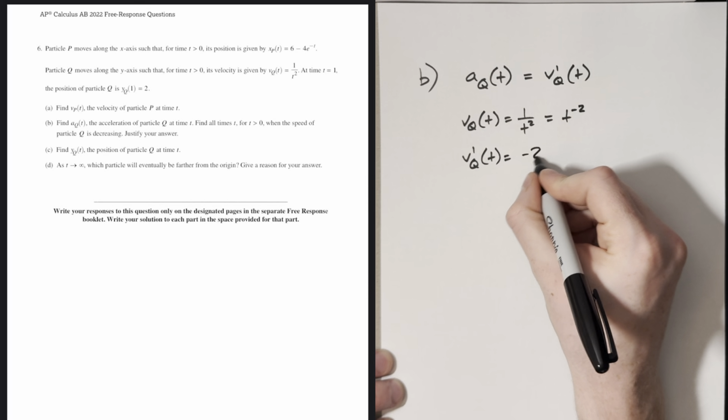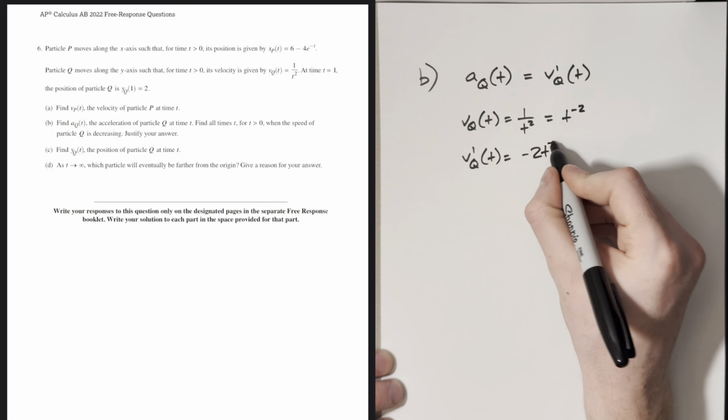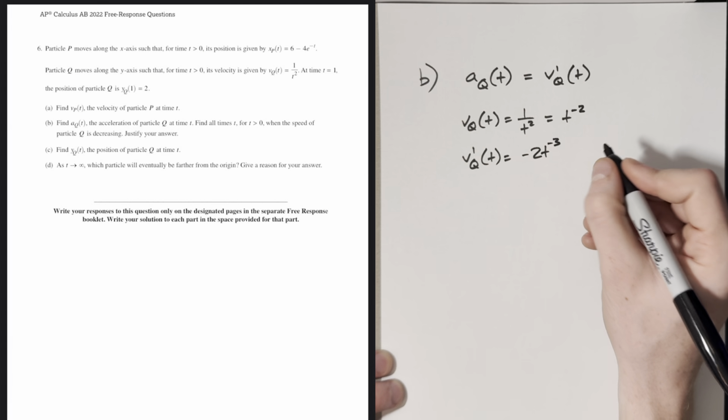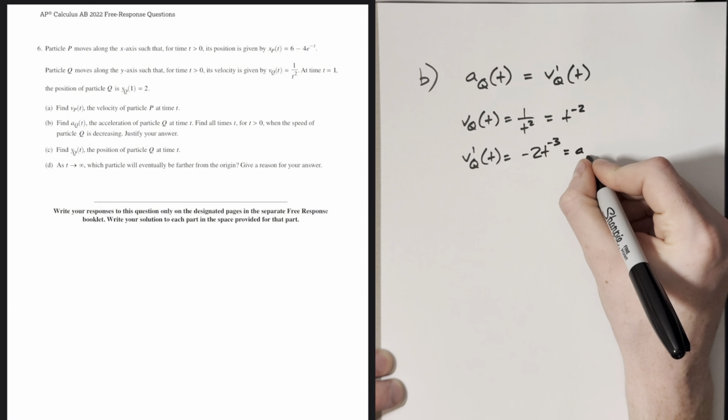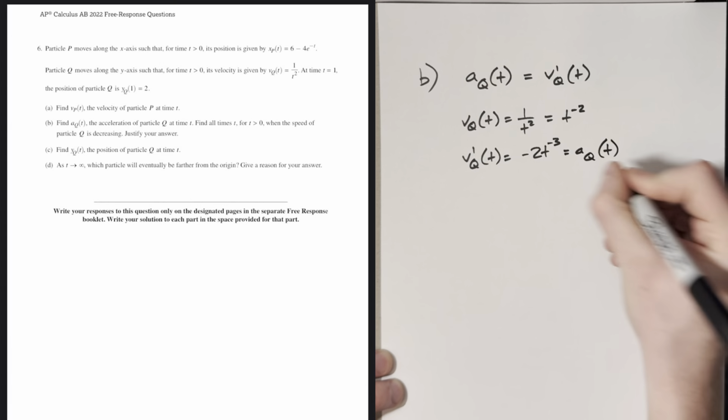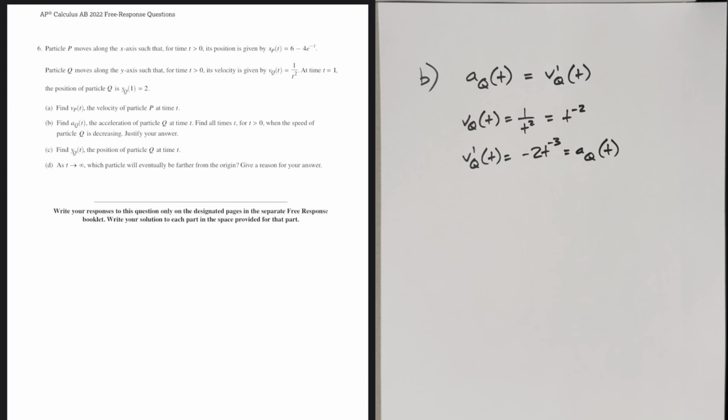So I would get negative 2 times t to the negative third power, and that equals my acceleration of particle q. So that is the first half of this question. But now we have to look at the second half, which asks, when is the speed decreasing, or when are we slowing down?